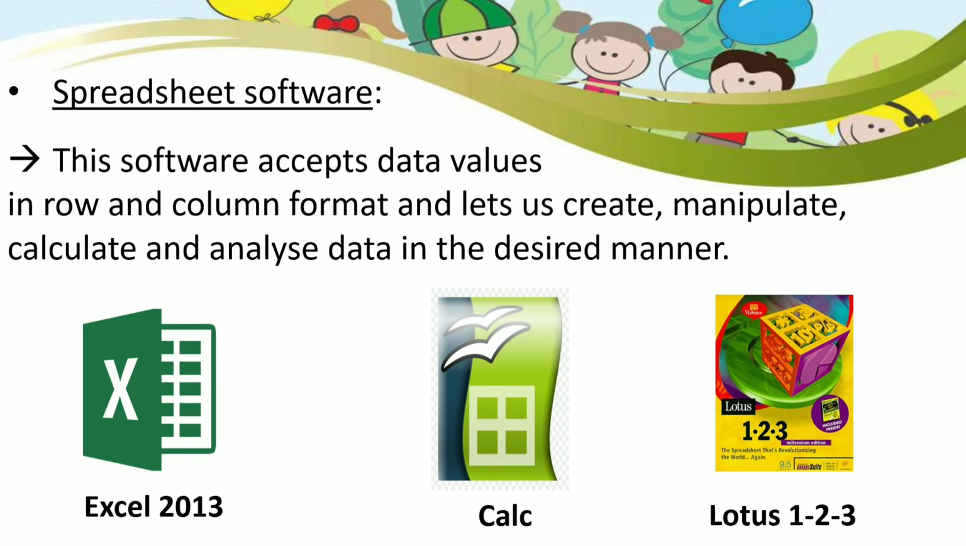Spreadsheet software. This software accepts data values in row and column format and lets us create, manipulate, calculate and analyze data in the desired manner. Students, you have already learnt basics of spreadsheet software in Standard 6 with Excel 2013. Here some more examples are given. Quattro Pro, Lotus 123. So these all are called spreadsheet software.